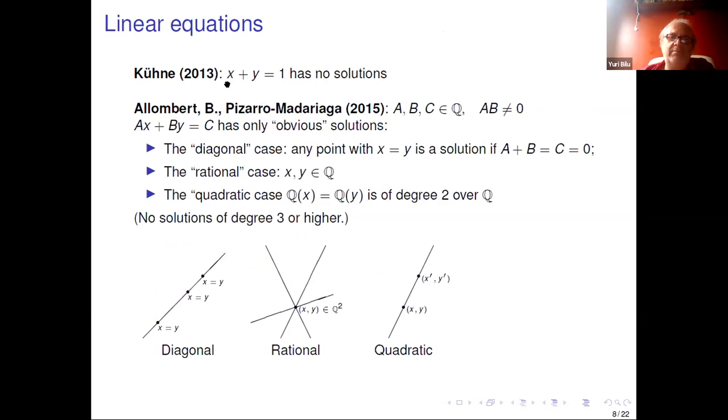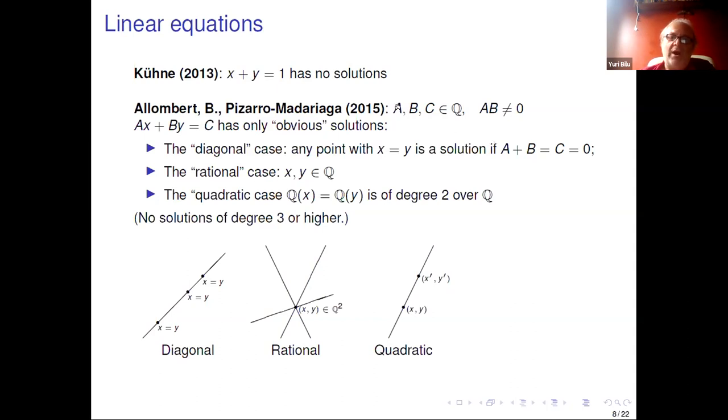Already in Kühne's article, he considered just the very first non-special equation, the simplest non-special equation, x plus y equal to 1, and he proved that it has no solutions in singular moduli. Two years after, in a joint work with Pila, Luca and Amalia Pizarro, we obtained a generalization of this result. We just considered a general linear equation with rational coefficients. We assumed that the coefficients A and B are not zero, just to avoid trivialities. And which solutions can such an equation have in singular moduli?